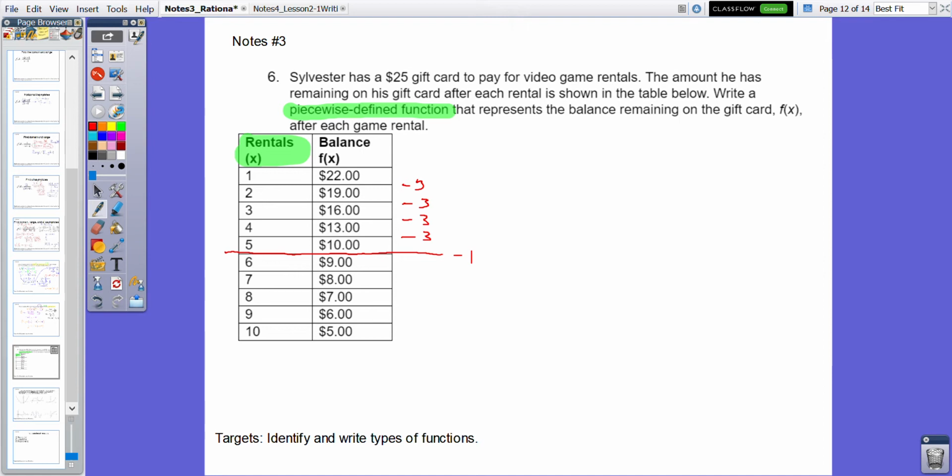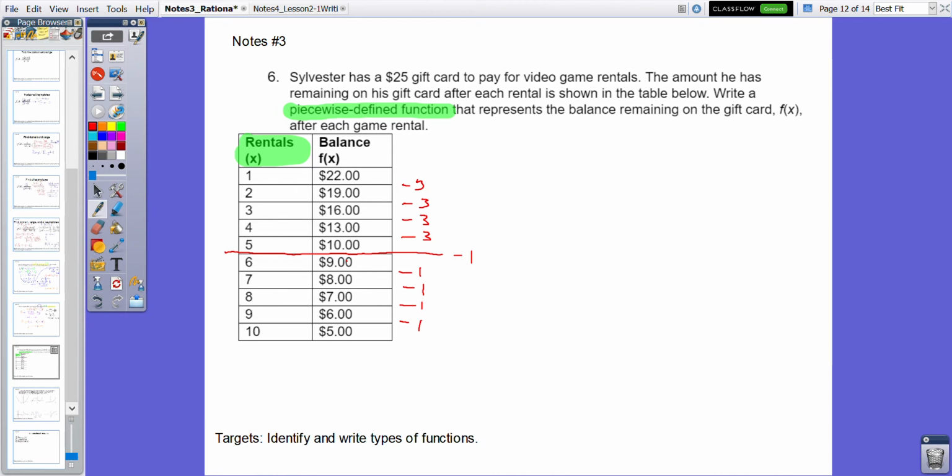Same thing going from 9 to 8, we have a change of $1. 8 to 7, change of $1. 7 to 6, change of $1, and then 6 to 5 is another change of $1. Now the question is, how do we write this as a piecewise function?